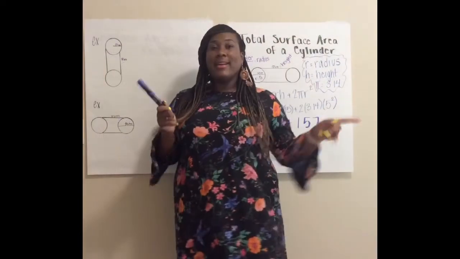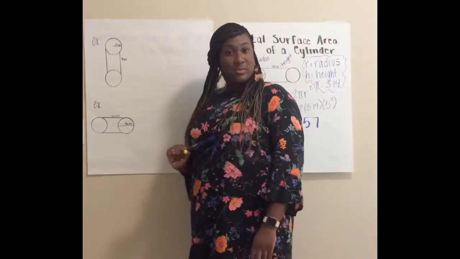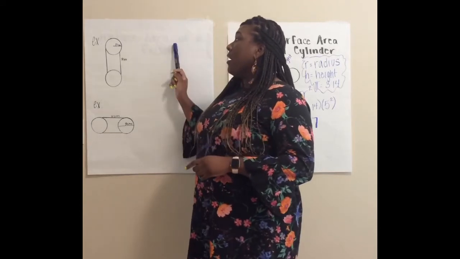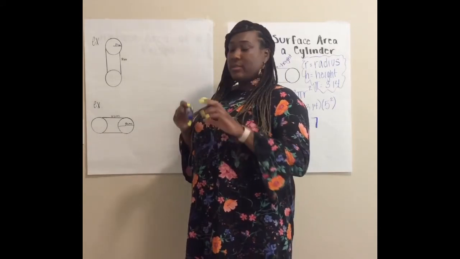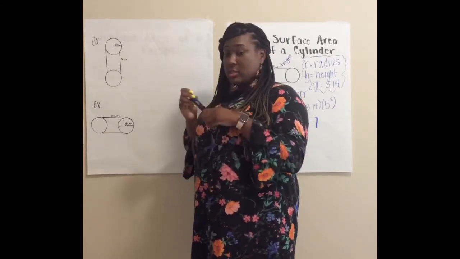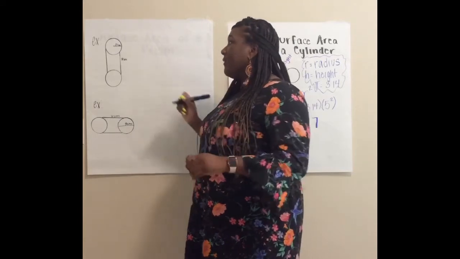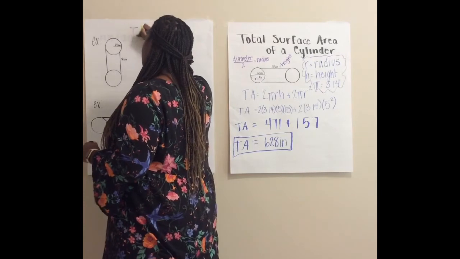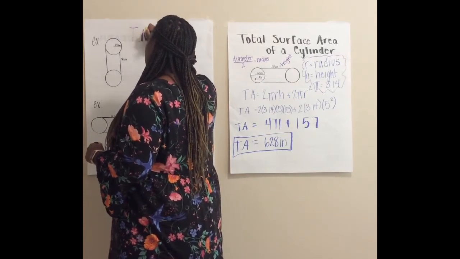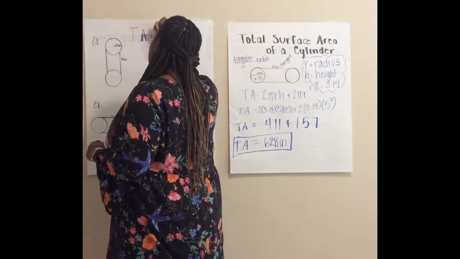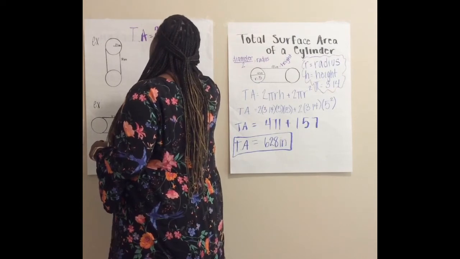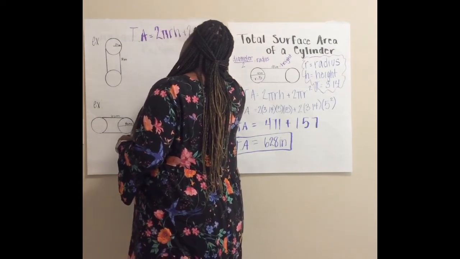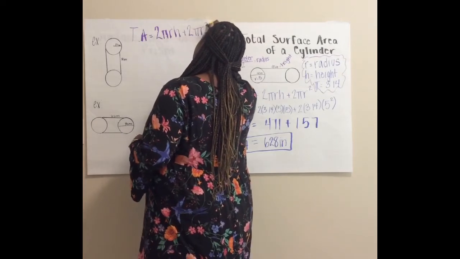Okay, guys, so now we're going to practice two examples of total surface area of a cylinder. First things first, always and forever, I'm always going to write my formula. So, TA equals 2 pi R H plus 2 pi R squared.